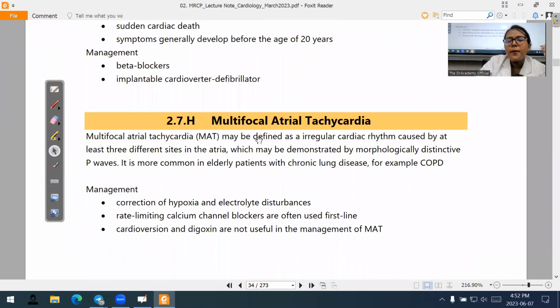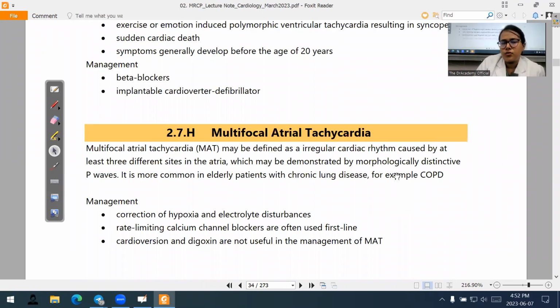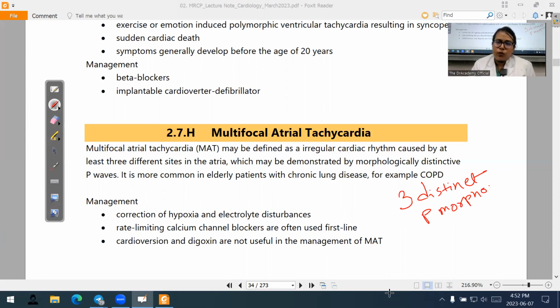MAT is quite important. What happens in MAT is there are three distinct types of P wave morphology. Each of the P waves will look different from the other, and you can identify at least three different types of P wave morphology. Normally, we know that the P wave looks like this.